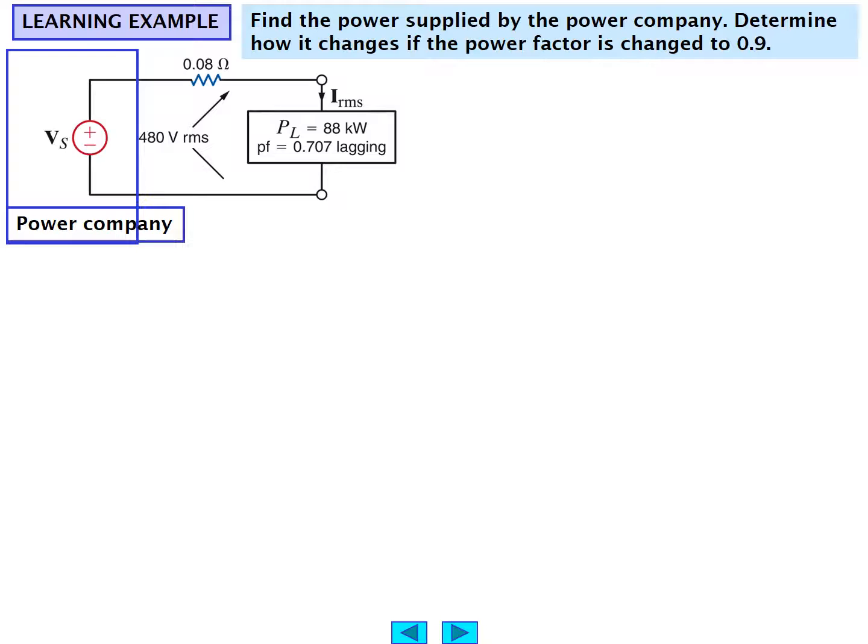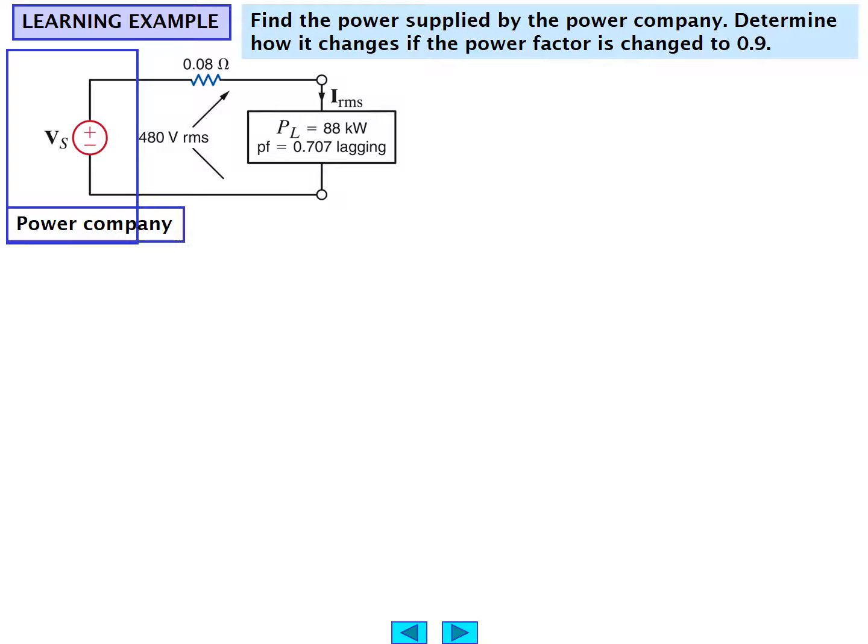So here we have our learning example. Find the power supplied by the power company. Determine how it changes if the power factor is changed to 0.9. So here we have a problem in which the load power, P sub L, is 88 kilowatts. The power factor is 0.707 lagging.